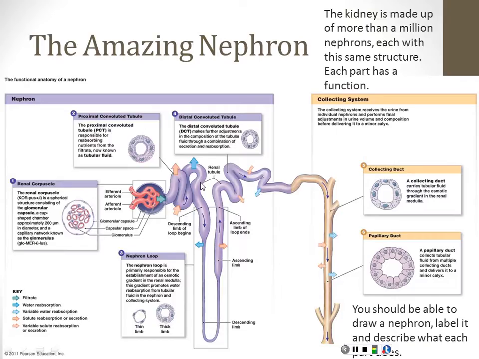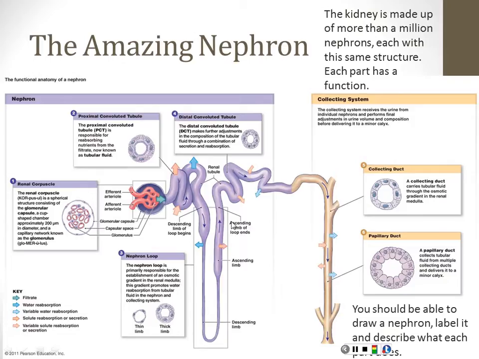Then the fluid makes its way down to the big long loop. We call this the nephron loop, right? So it goes down and up. And as it goes down and up, first water leaves on the way down, then salt leaves on the way up. Both of those are things we want to hold on to, right? Because water and salt, we wouldn't want to have to be drinking all the time and eating salt all the time. So we conserve those things because they're of use to us, right?